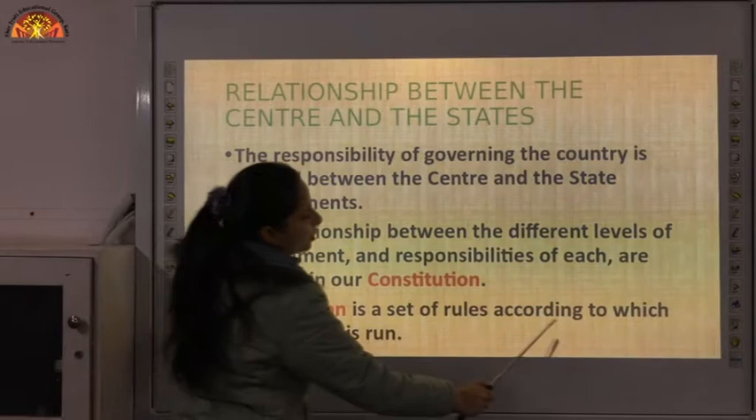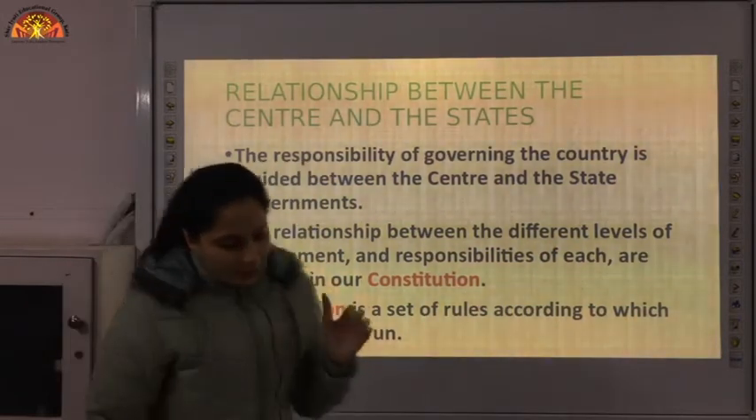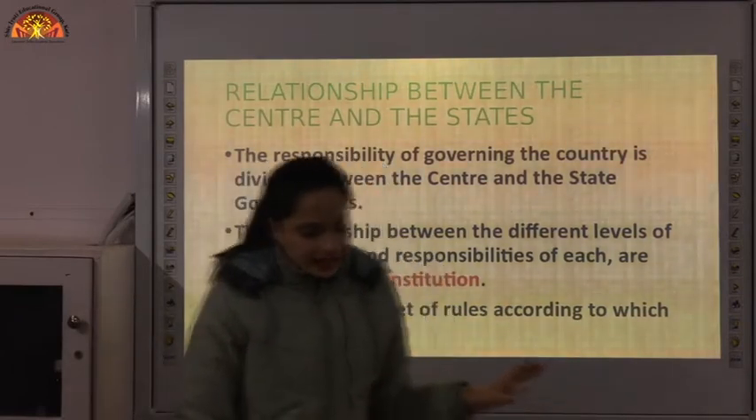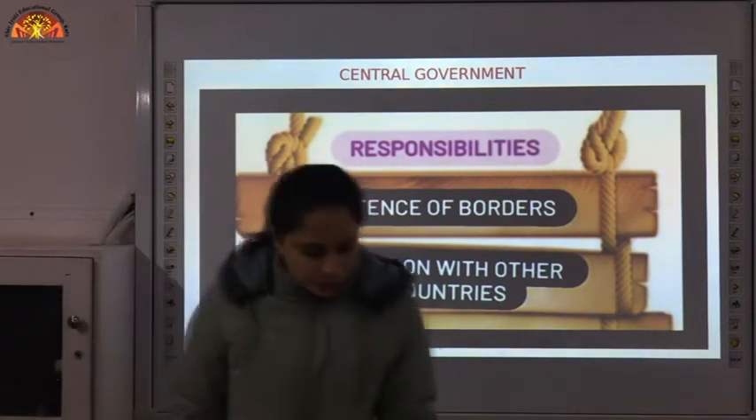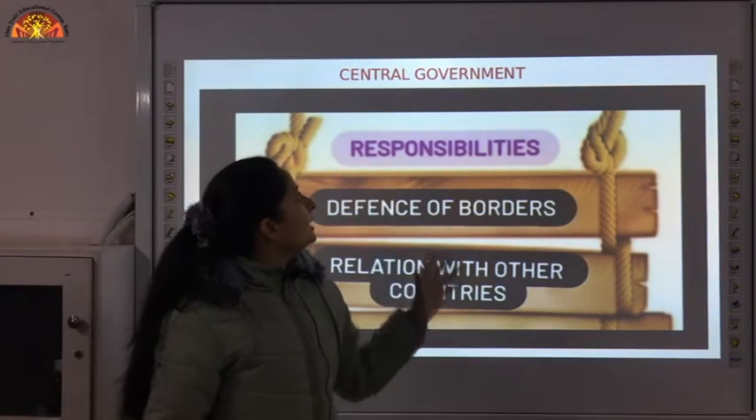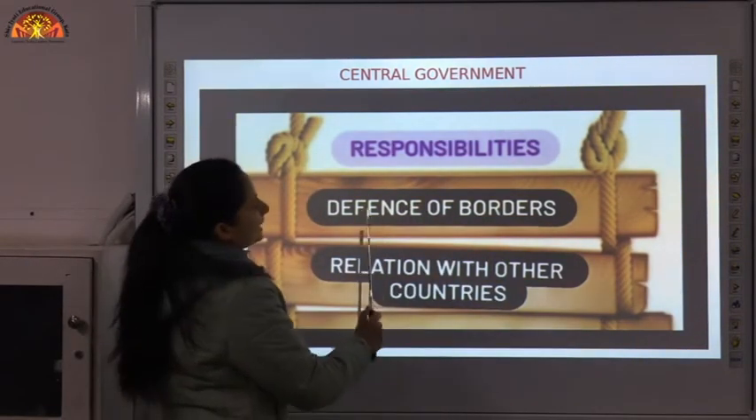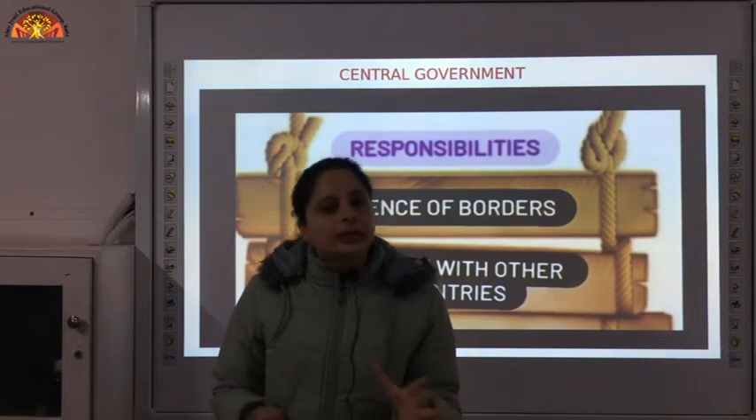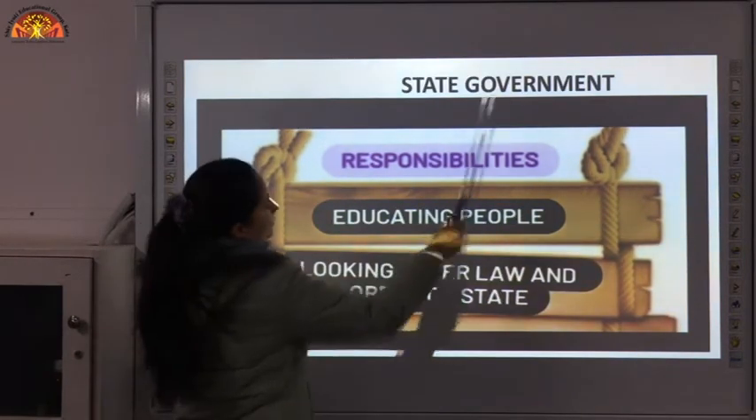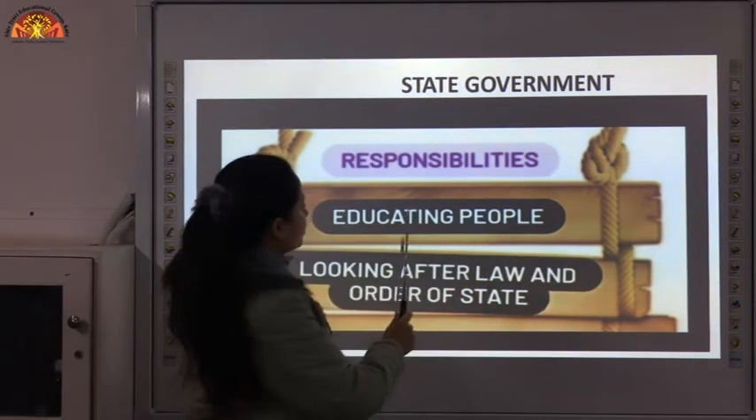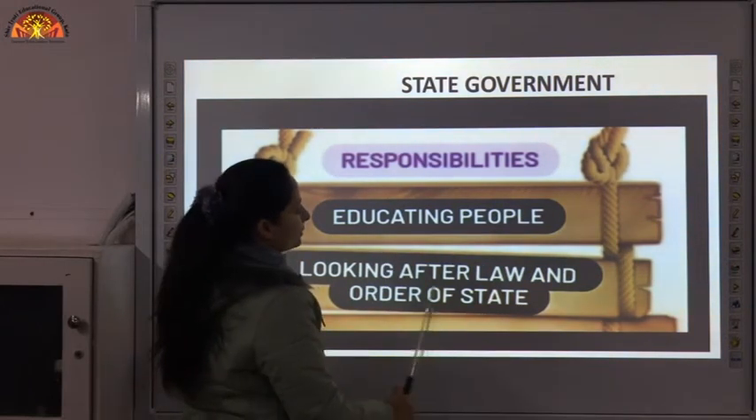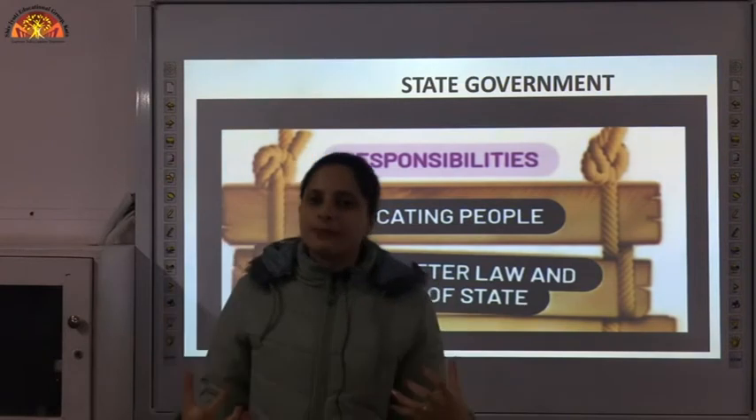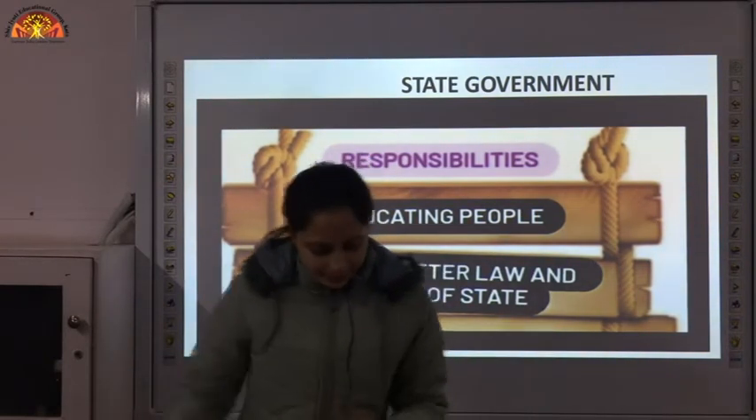The constitution is a set of rules according to which our country is run. So, in your books you can underline what the constitution is; you will find it on page number 158. Now, the central government has certain responsibilities concerning the country: defense of borders and relations with other countries. What is the responsibility of the state government? Educating people and looking after law and order of the state. The central government provides help to the state government whenever it requires.